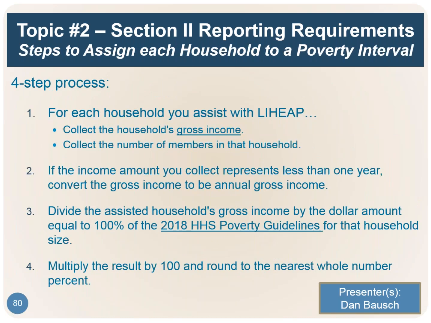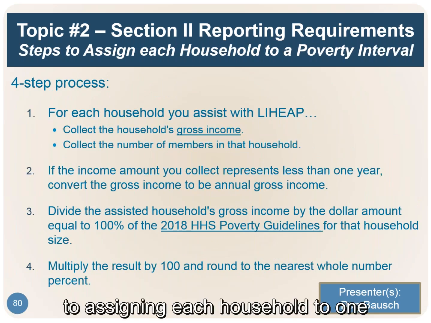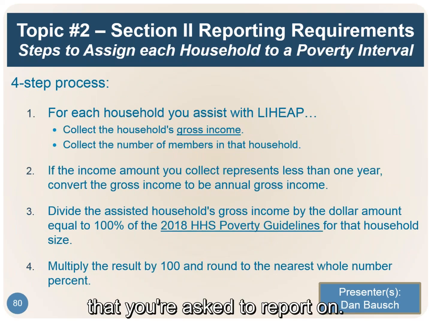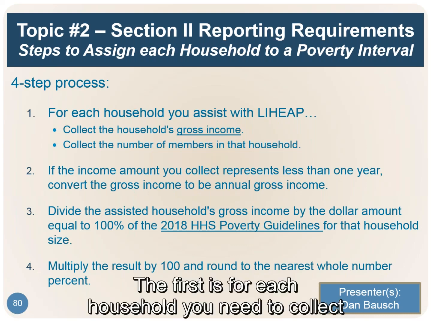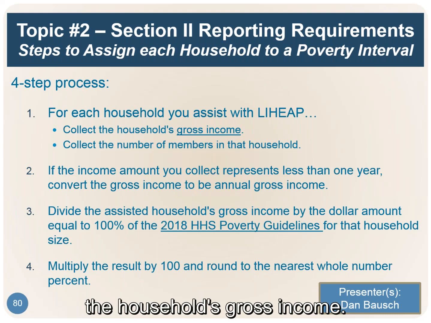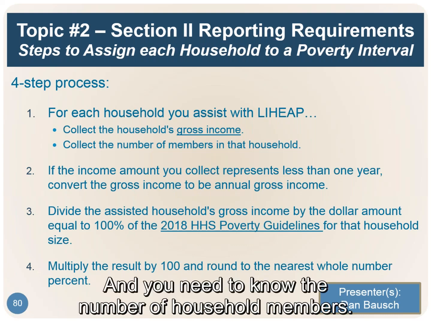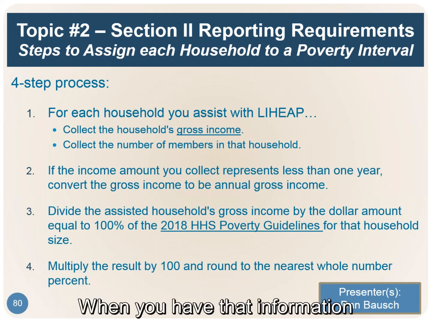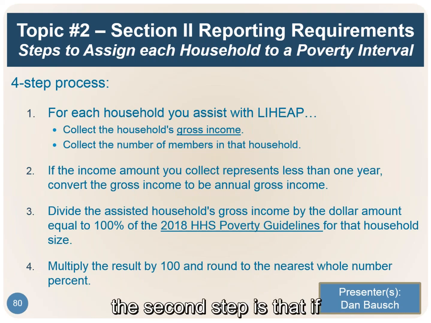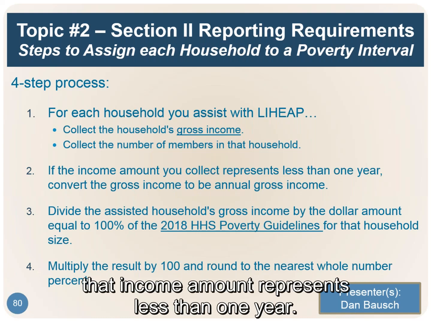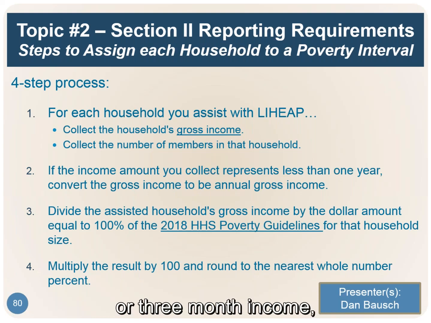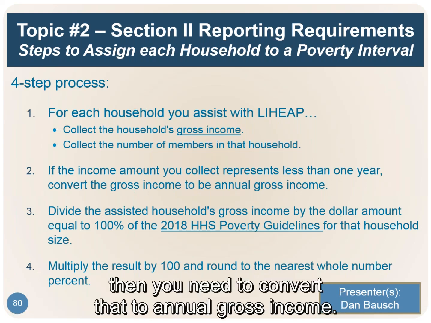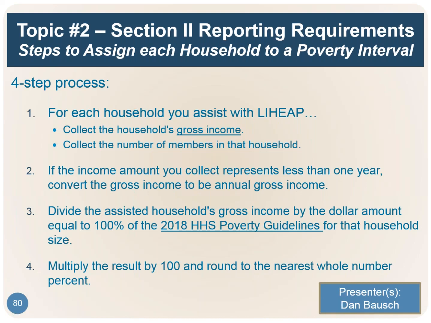Next slide. So there's a 4-step process to assigning each household to one of these poverty intervals that you're asked to report on. The first is for each household, you need to collect the household's gross income, and you need to know the number of household members. When you have that information, the second step is that if that income amount represents less than 1 year, for example, you collect monthly income or 3-month income, then you need to convert that to annual gross income.